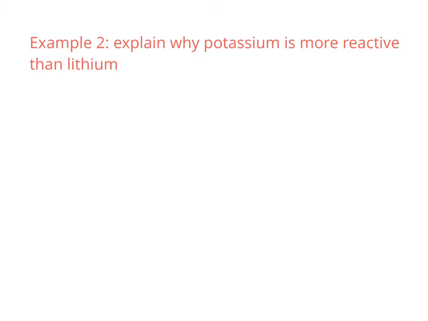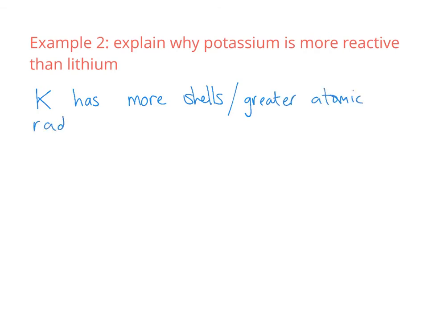So potassium is further down the group. So we can say that potassium has more shells, or you can say a greater atomic radius. And when they are reacting, we're trying to lose the electron in the outer shell. So a greater atomic radius. So that means that the outer, I'm going to underline that, electron, because obviously there are a lot of electrons in potassium and lithium, and the inner electrons are actually going to be closer to the nucleus because there's a bigger nucleus with more protons in it.